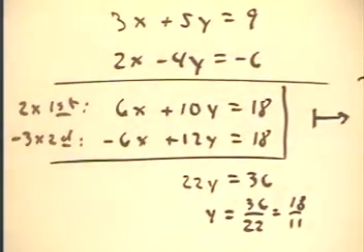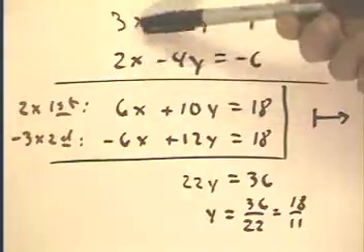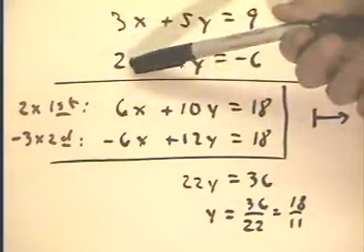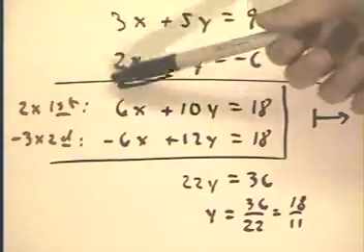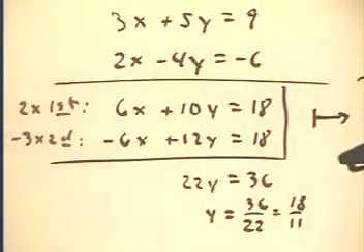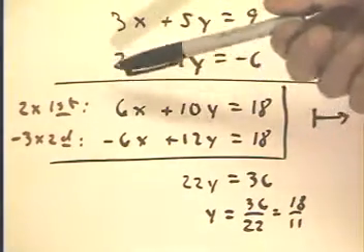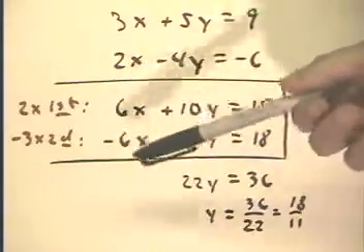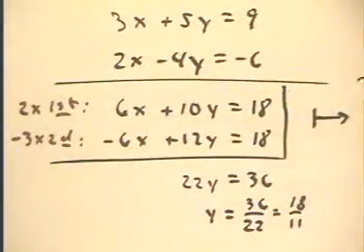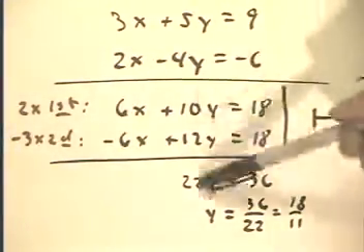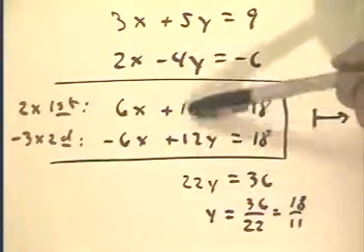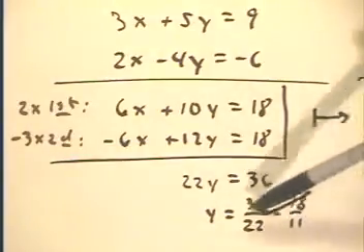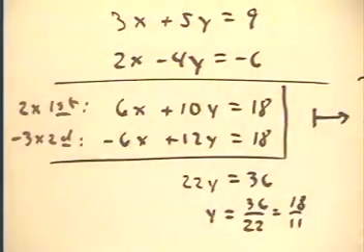Now the reason we did that is we wanted to match up the coefficients of x. Since we've got 3 and 2 for the coefficients, if we multiply this one by 2 and this one by 3, we'd have the same coefficients. It ends up that we multiply this one by negative 3 so that we have the negative of this coefficient, so that we can simply add the two equations. When we add the two equations, we get 22y here and we get 36 here. Divide both sides by 22, and we see that y is 18/11.